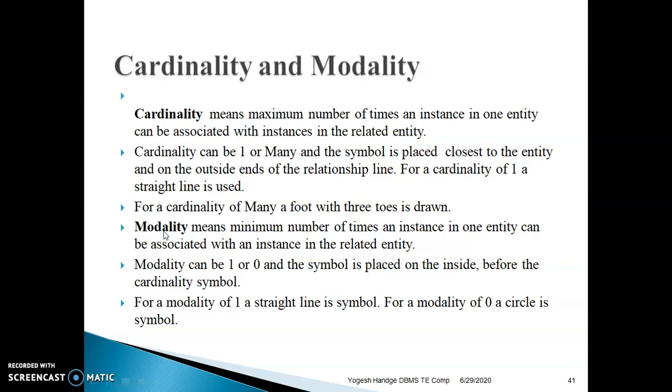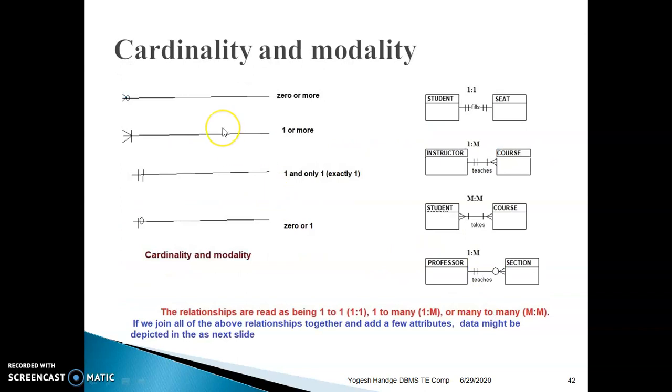Now, modality means the minimum number of times an instance in one entity can be associated with an instance in the related entity. Modality can be 1 or 0, and the symbol is placed on the inside before the cardinality symbol. For a modality of 1, a straight line is the symbol. For a modality of 0, a circle is the symbol. See the diagram, cardinality and modality.